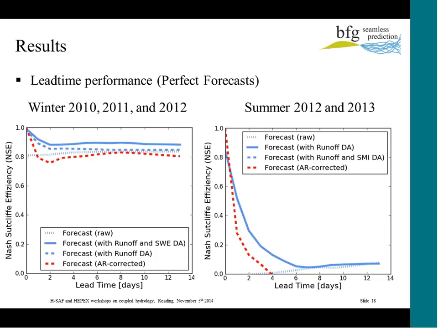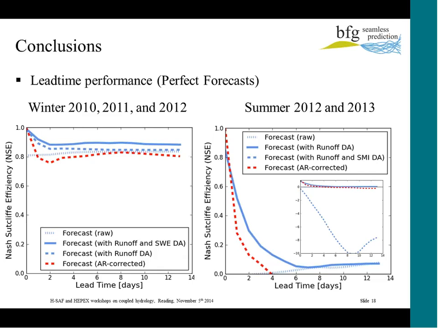In summer, however, when we do not assimilate soil moisture index, we see that the autoregressive correction drops below 0 even after 4 days. When we only assimilate runoff into the system, we get an increase of lead time performance up to 7 days as compared to open loop. And if you wonder where the assimilated soil moisture index is, it is far below 0 with a Nash-Sutcliffe efficiency of up to -10. So a huge degradation in this case.